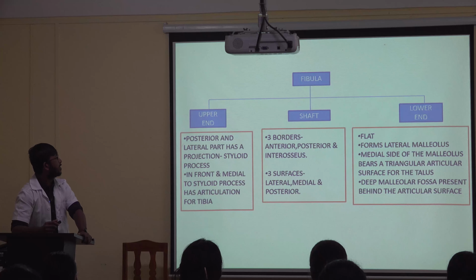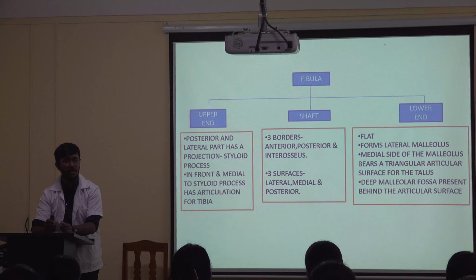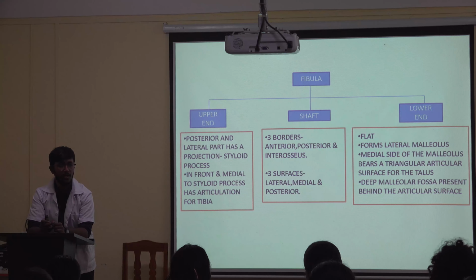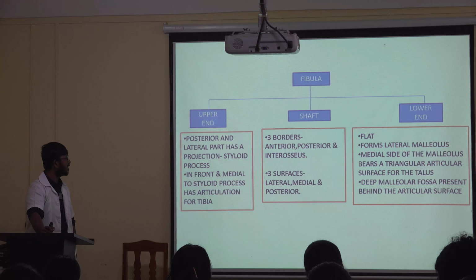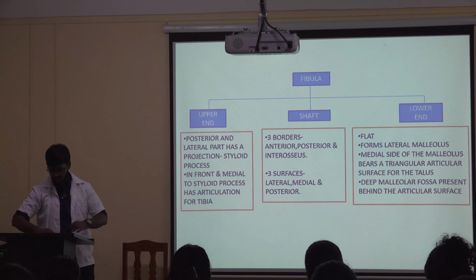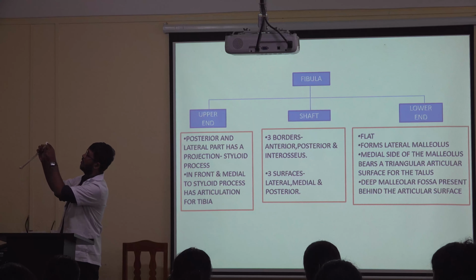So the fibula has three parts: upper end, shaft and lower end. And the upper end has, posterolaterally, the styloid process, and just anteromedially to the styloid process has articulation for tibia. See, this is the articulation for tibia, this part.